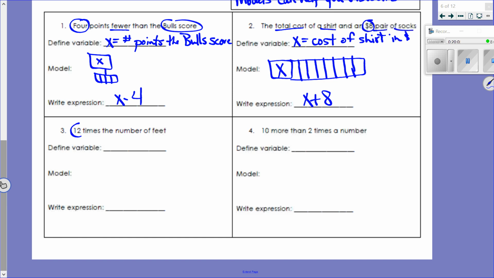Okay, our next one. 12 times the number of feet. What is our variable? What is it we don't know? Caden? Number of feet. So x equals the number of feet.